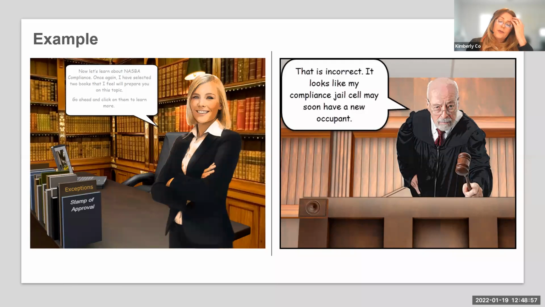So with that, I would love to see if any of you, and again, you can either unmute your line or drop it in chat, have any ideas of some scenarios or examples that might work really well with this kind of approach.